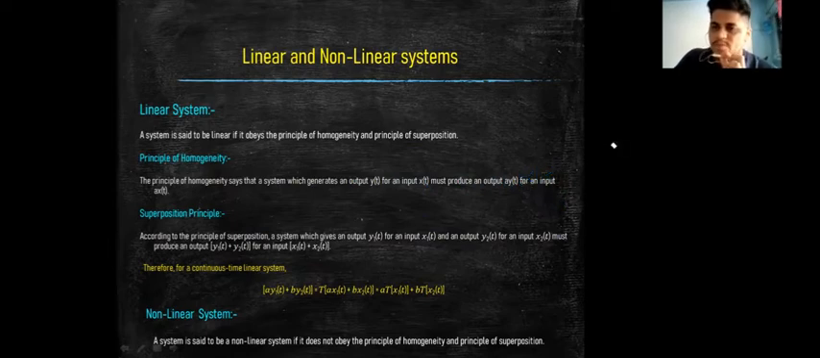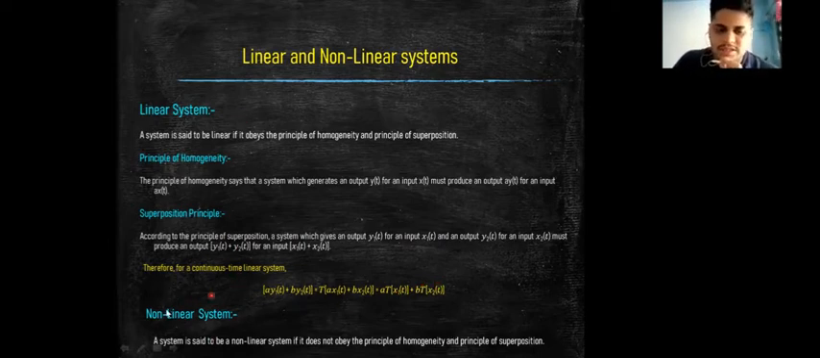So a system which follows both of these principles is said to be a linear system. Therefore, for a continuous linear system, a y1(t) plus b y2(t) is equal to T bracket a x1(t) plus b x2(t). Here we are considering y1 and y2 and multiplying them with a scalar value, hence the principle of homogeneity is followed here. This T is the operation applied by the system, and hence we get a T bracket x1(t) plus b T bracket x2(t). So this was the linear system.